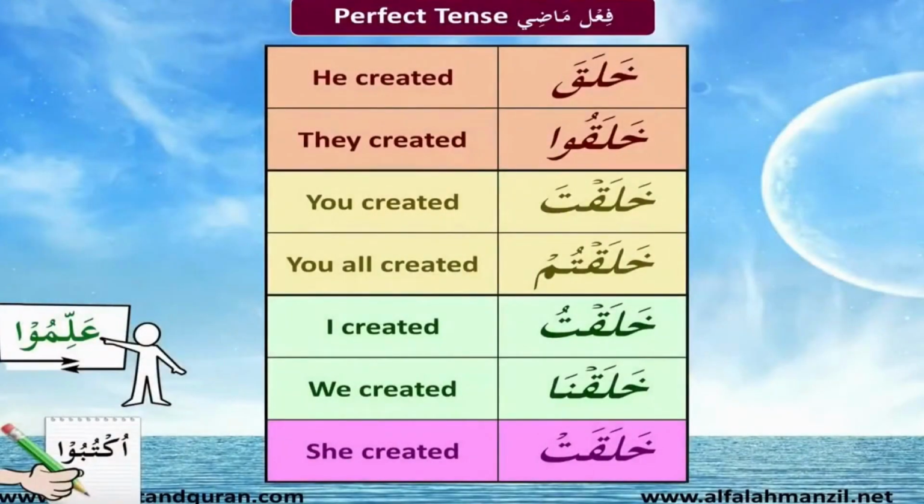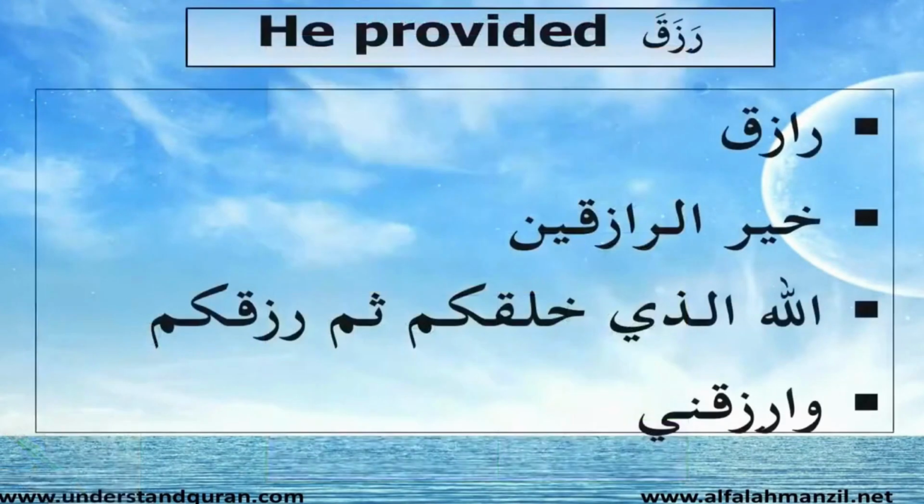Razaka. Razaka means he provided. Razak is the person who provides. So he is the file, he is the doer. If you want to say the ismul file, the name of the file for Razaka is Razak. And who is Razak? Allah subhanahu wa ta'ala. Khairul Raziqeen. He is the best of the providers. Yes? Allazi khalaqakum summa razaqakum.